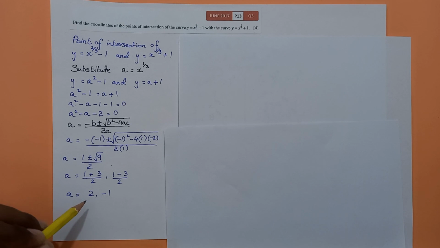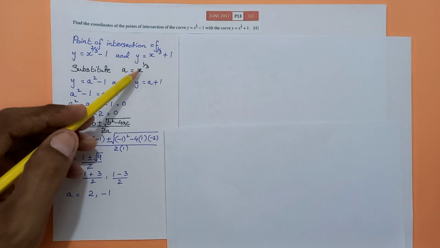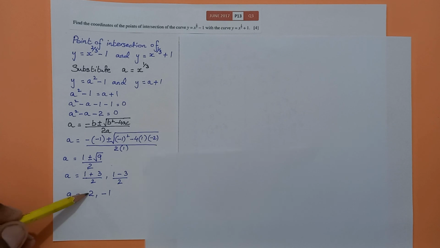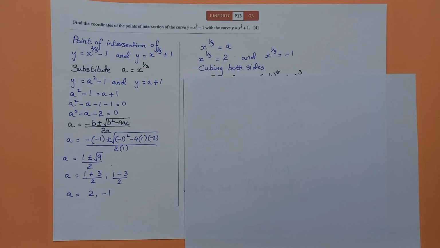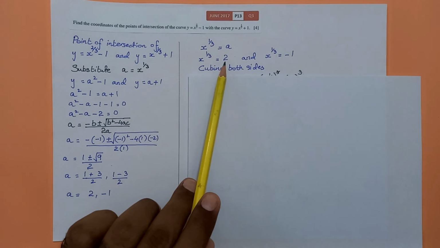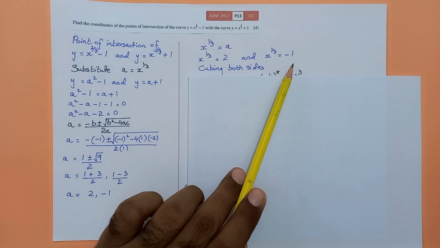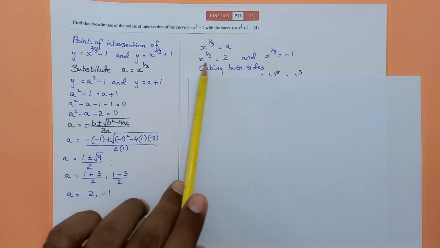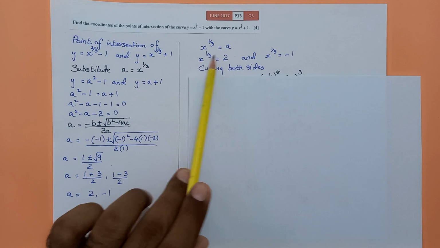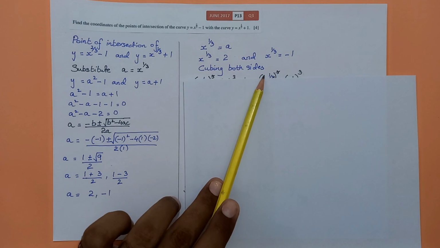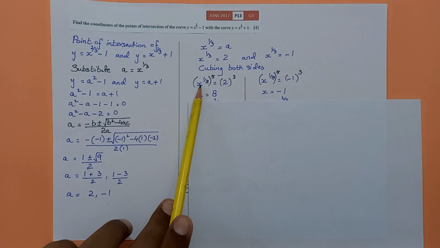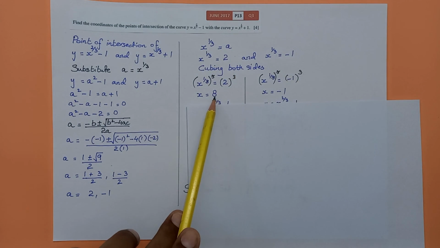These are basically the two values of a, and a was the substituted variable. That means instead of a, I can write x power 1 upon 3 as 2 and x power 1 upon 3 as negative 1. So let's go step by step. Basically we need the x coordinate, so we have to remove this 3 which is there in the denominator of the fraction. For that we will go for cubing both sides. Cubing both sides results in simply x, and 2 cube would become 8, and now we have got the x coordinate of one point of intersection.